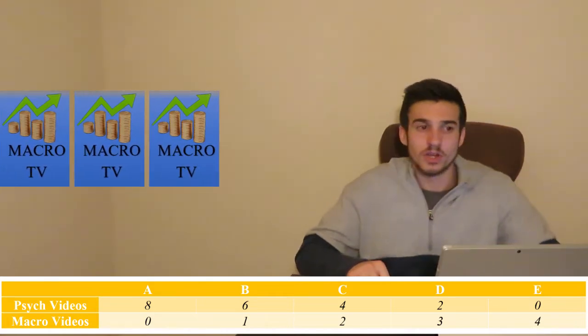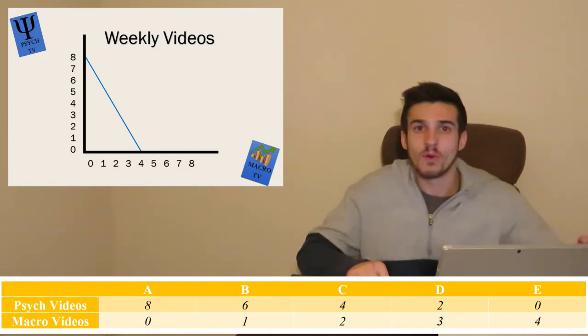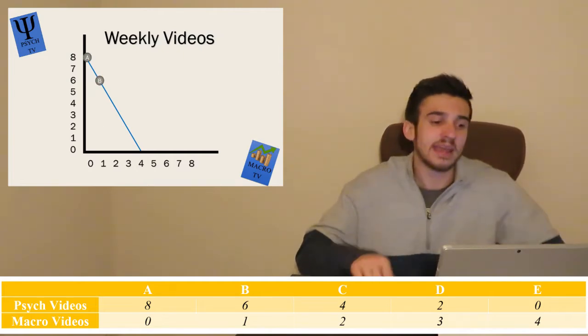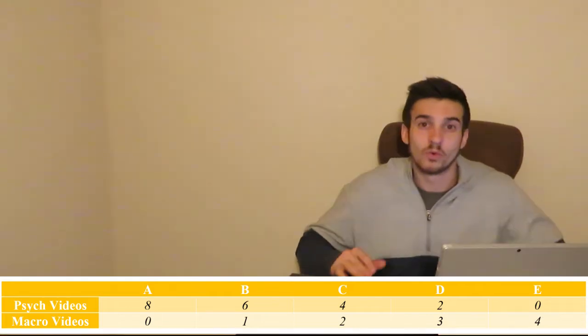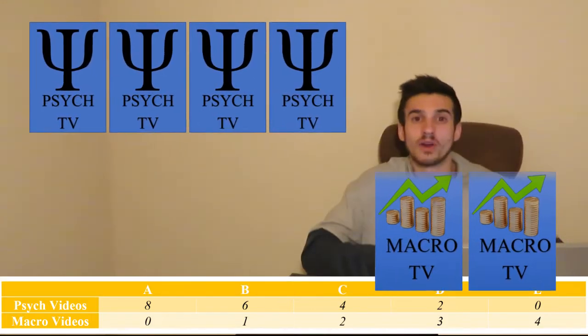On this curve, it's going to show us at each point what I can produce in that given week. So at point A, I could say, hey, I'm going to make 8 psych videos this week, and I'll save the macro videos for another time. Or maybe I'll decide to split them up a little bit, and I can make 4 psych videos this week and 2 macro videos this week over at point C.